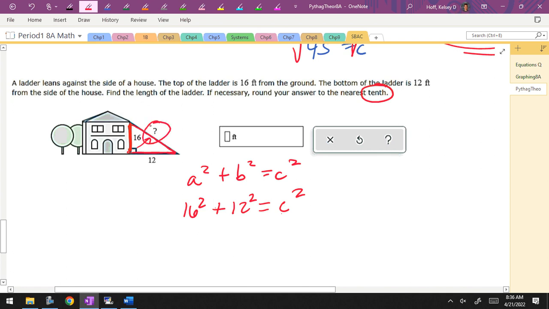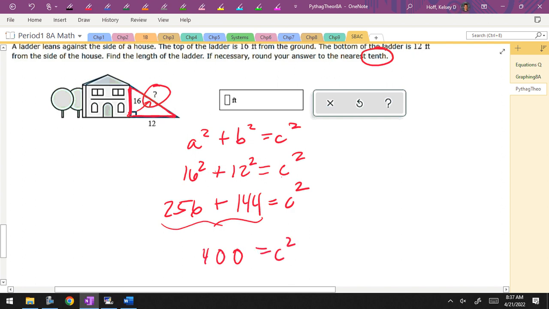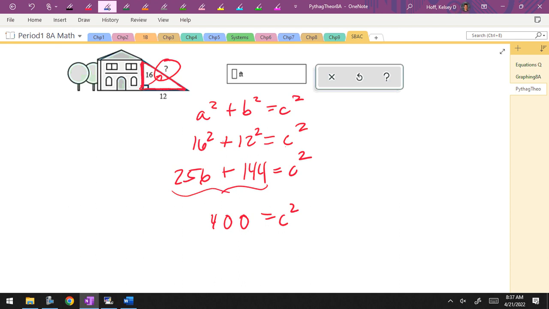Good work. Good job. 16 squared is, say it again, 256. 12 squared. 144. Then what do I do? Add them together. 400. Then what do I do? Square root, the check mark. Very good. Just the whole number? Yeah. Just 20. Okay.